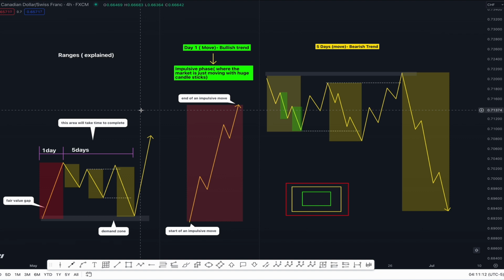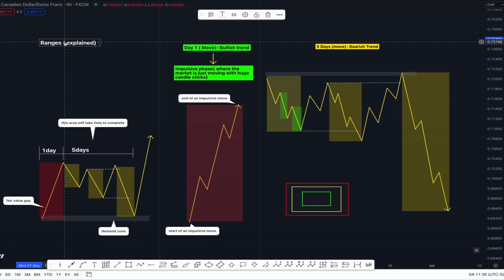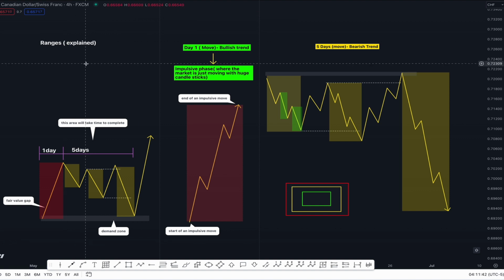So let's begin with the first topic of this video, which is the structure that you need to trade to understand how the market moves. So let's begin with this structure. This trading strategy is based on the ranges of the market. You have to understand that clearly. So the first thing that you need to understand is the structure. This is the only structure.